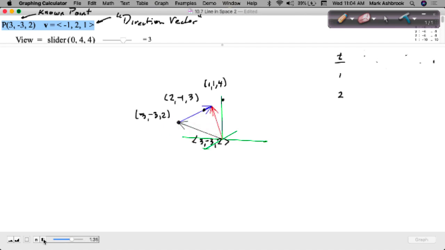This is how we do lines in space. We take a known point as a vector. We add any and every scalar multiple of a direction vector and add those two together. And that will generate all the points in the line, which we represent by the red vector. So then that's all of them.